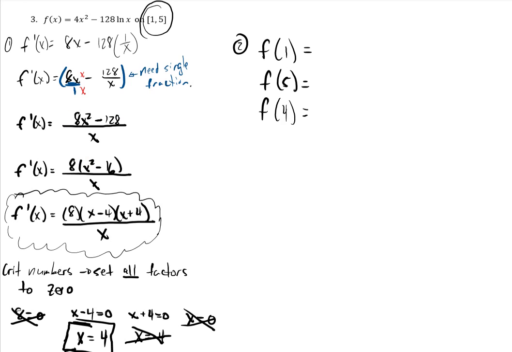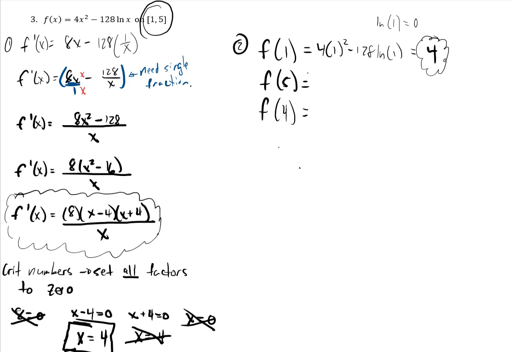Now with the natural log, they might want us to keep the natural log involved. So for instance, when I plug in 1, I want to plug 1 into our function here. So we've got 4 times 1 squared minus 128 natural log of 1. Well, 4 times 1 squared is 4. Natural log of 1 is 0. So that means this would be 0. So we have just 4 left over. So just 4 is that first one.